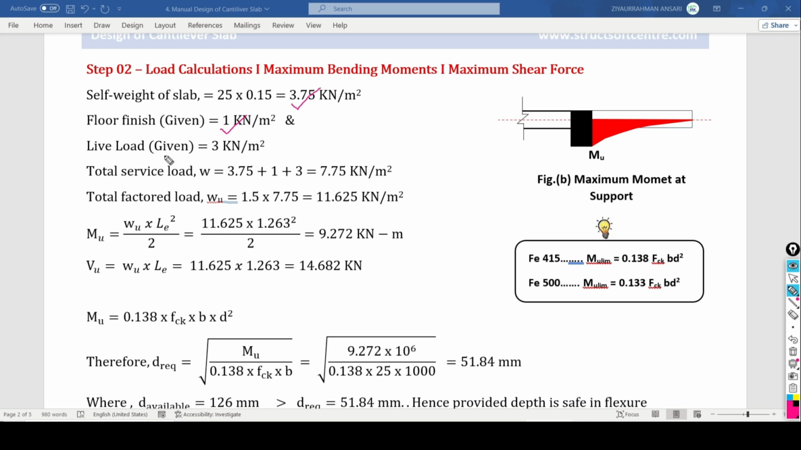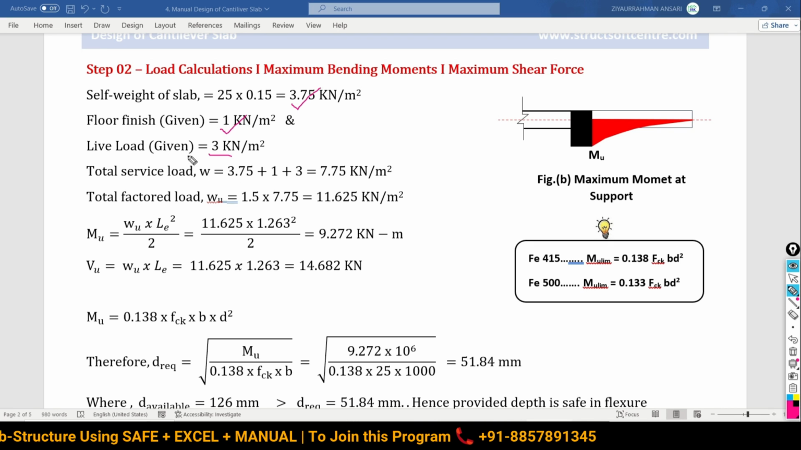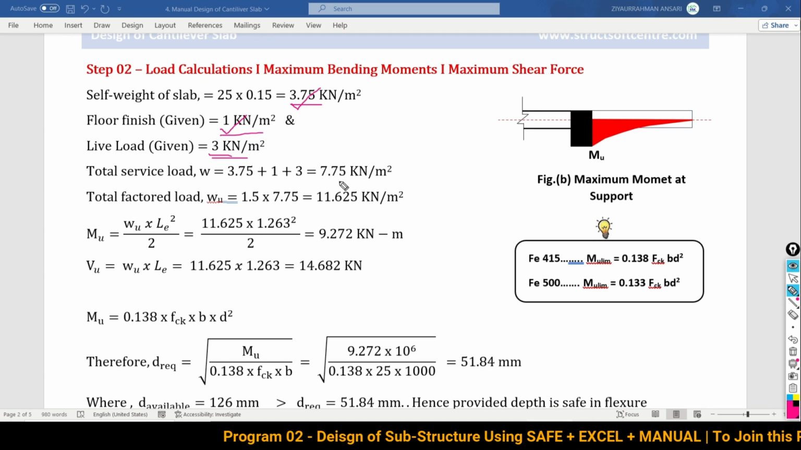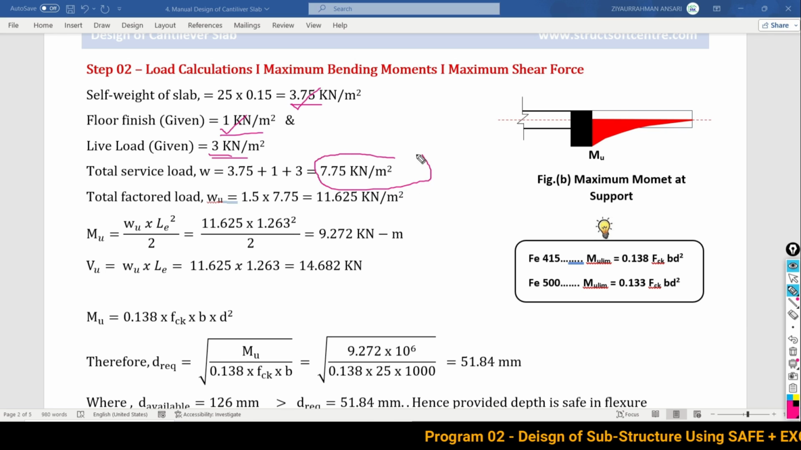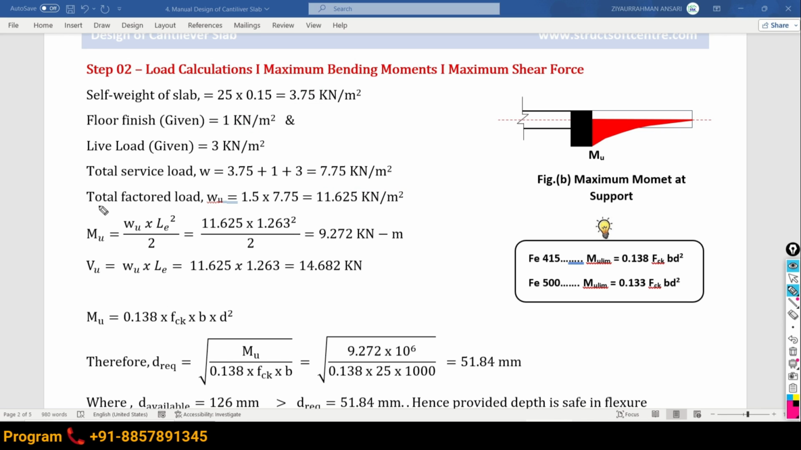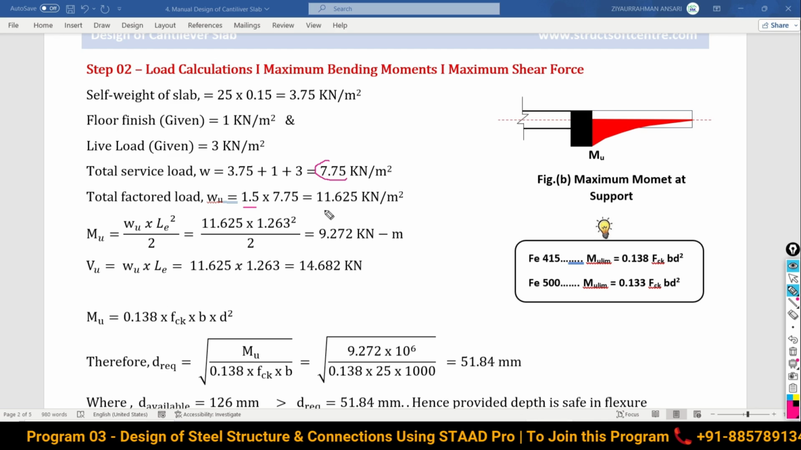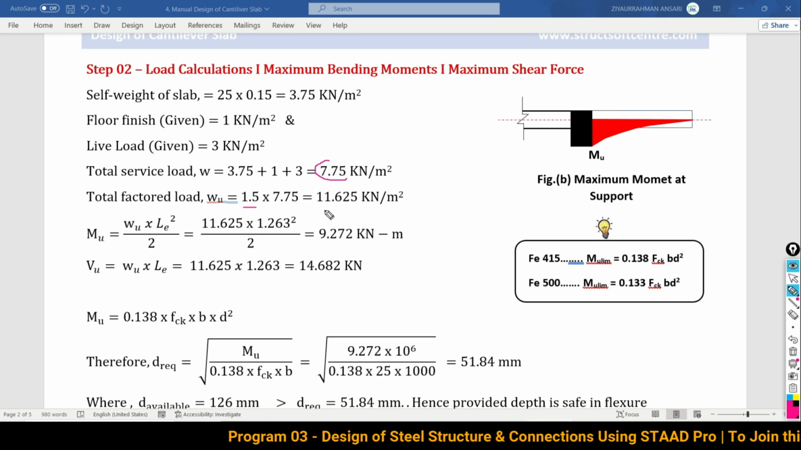Next, live load, which is given as 3 kilonewton per meter square. So total service load is going to become what? 3.75 plus 1 plus 3, so obviously 7.75 kilonewton per meter square. This is the service load combination. You know very well, when we design the element, we use the factored load, not the service load. So whatever load we get by service, we multiply it by 1.5 to get the factored value. It becomes 11.625 kilonewton per meter square. This is the factored value.